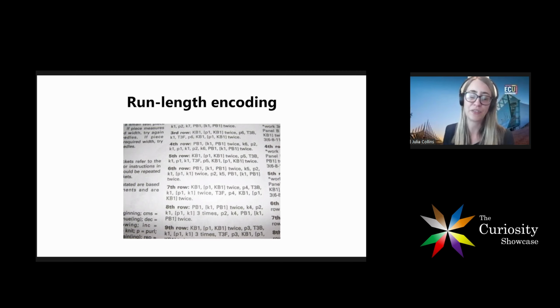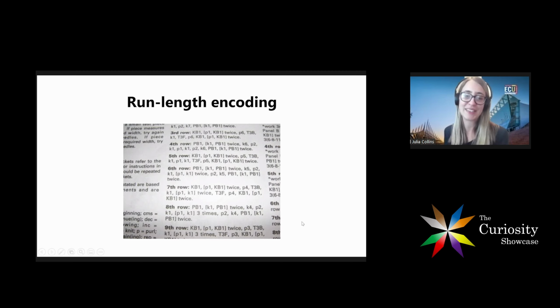And this seems kind of obvious and simple, but this kind of run-length encoding is used all the time around the world to compress the zeros and ones that we use when we're listening to music or watching a TV show or sending a message on WhatsApp. So there we go, already invented by knitters.